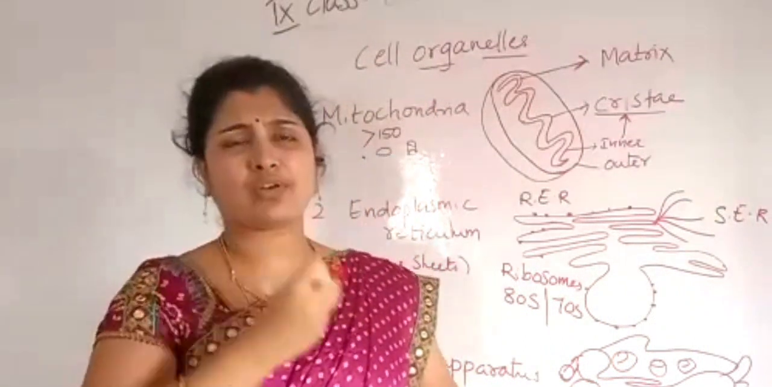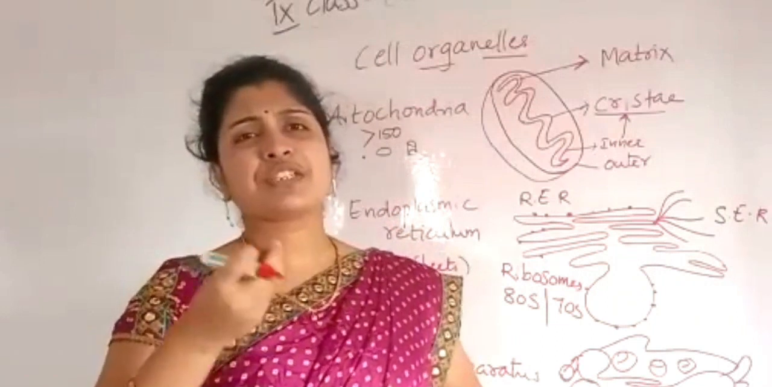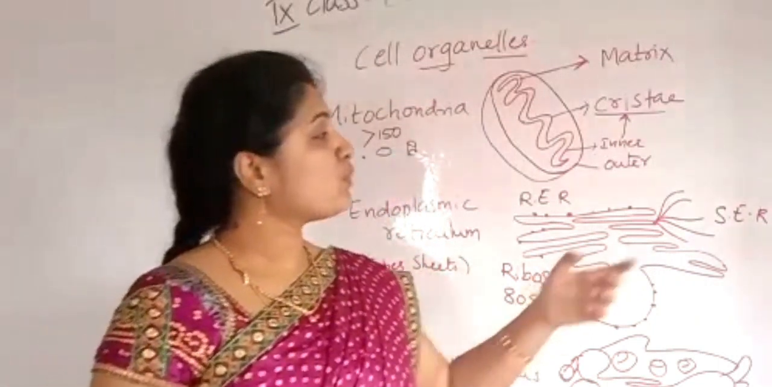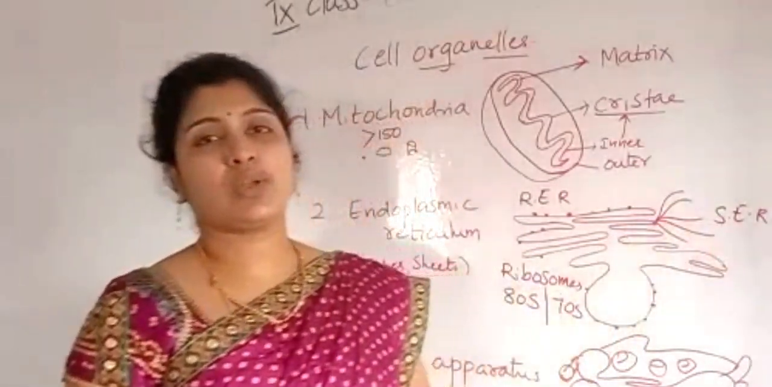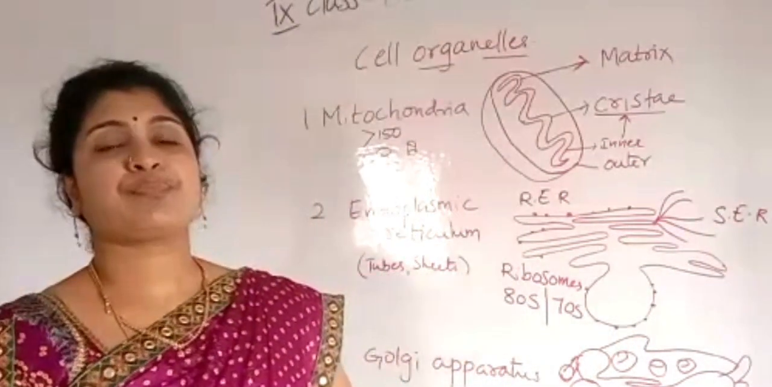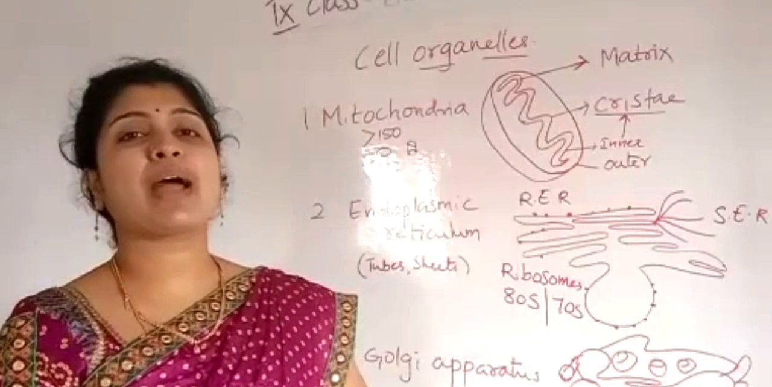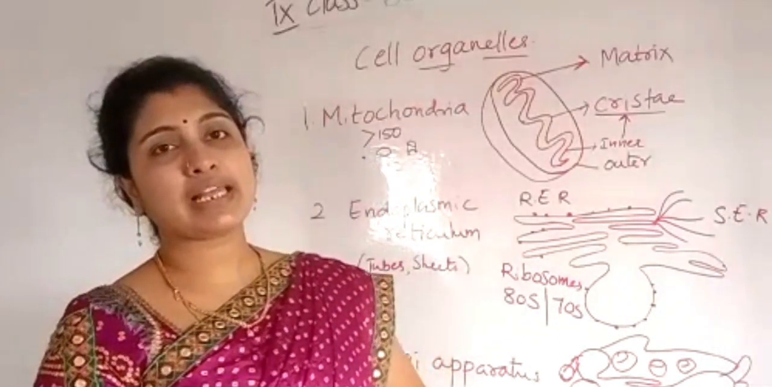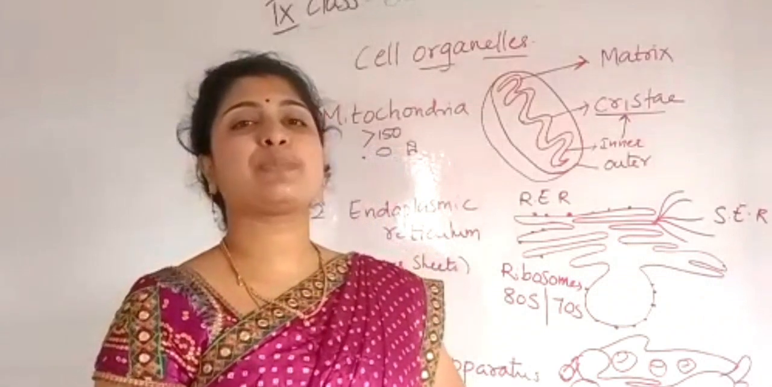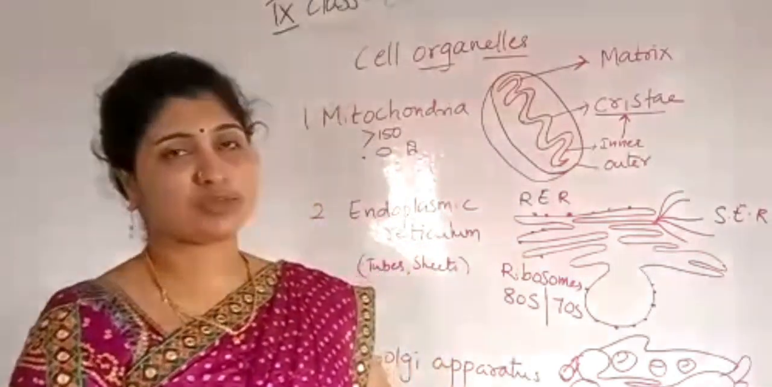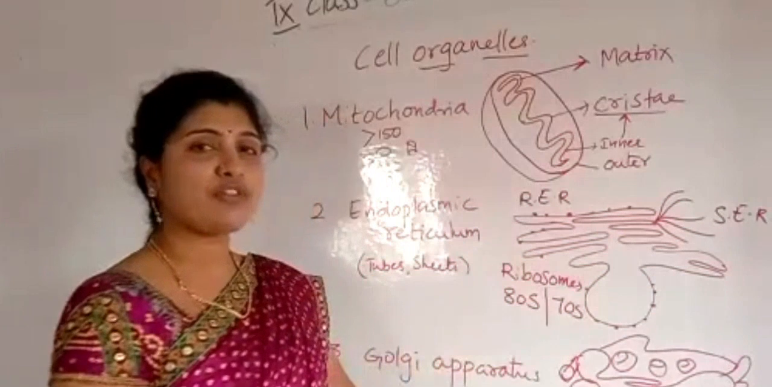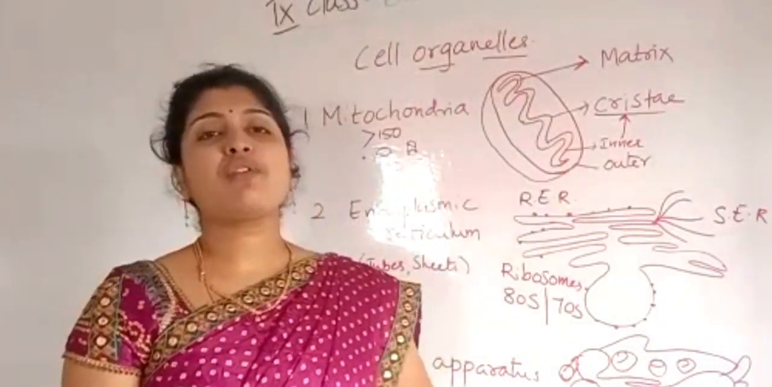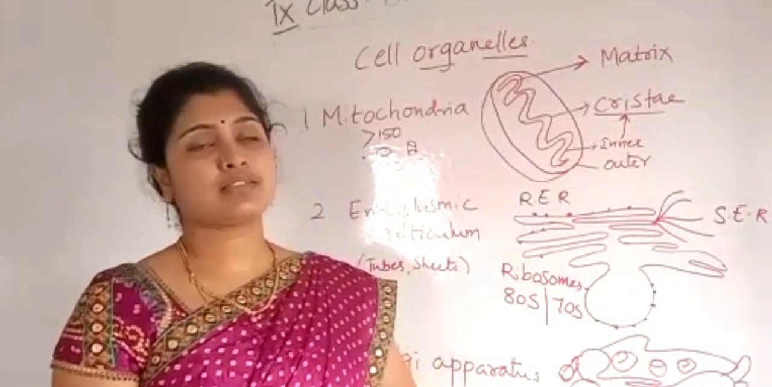From the food we take, toxic material should be released. So, in the liver cell, the smooth endoplasmic reticulum in vertebrates, in us human beings, actively participates in the removal of toxins. Which cell organelle? Smooth endoplasmic reticulum of the liver cell helps in the removal of toxins from the cell.